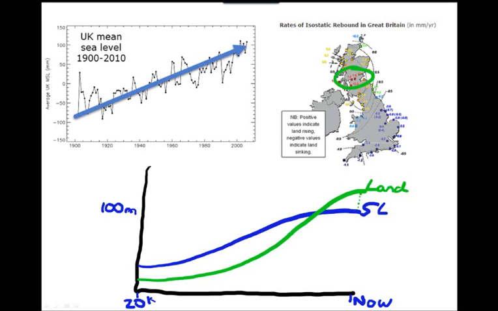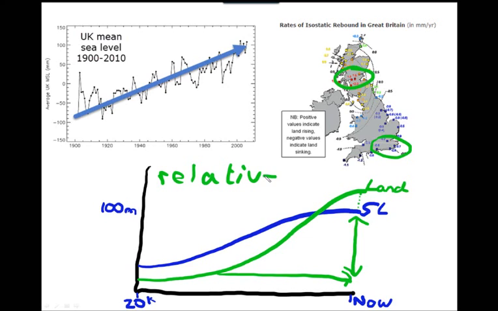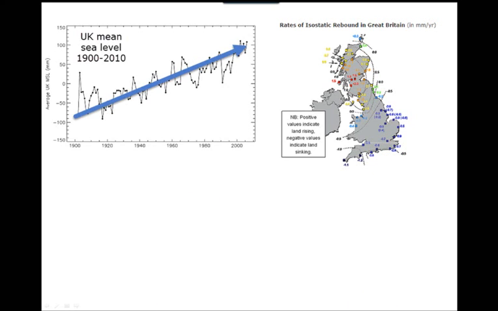Now elsewhere, of course, like down here, the land is not rebounding, in fact it's sinking. So sea level is rising even more dramatically. We call this whole business between eustatic level and isostatic level relative sea level. So sea levels are relative to the land level, whether it's going up or down, or the actual volume of water in the sea. Okay, so there we go. That's a little bit of background on why they rise and fall.